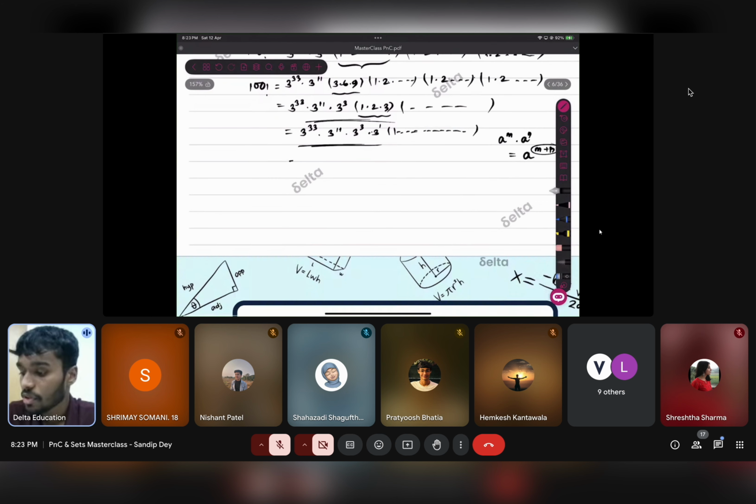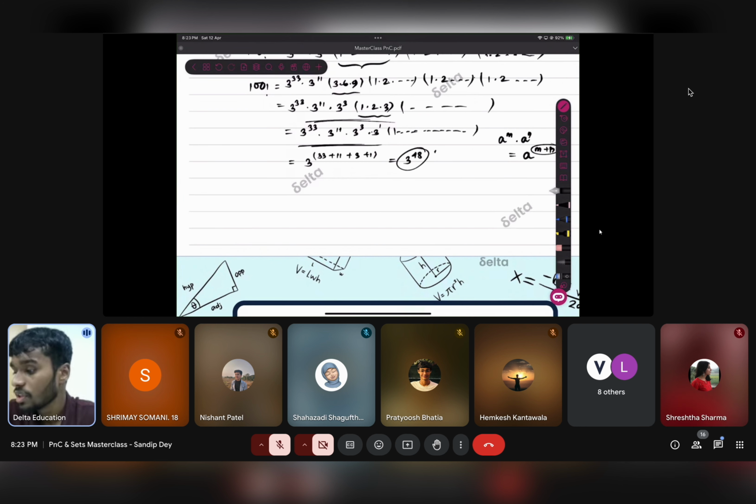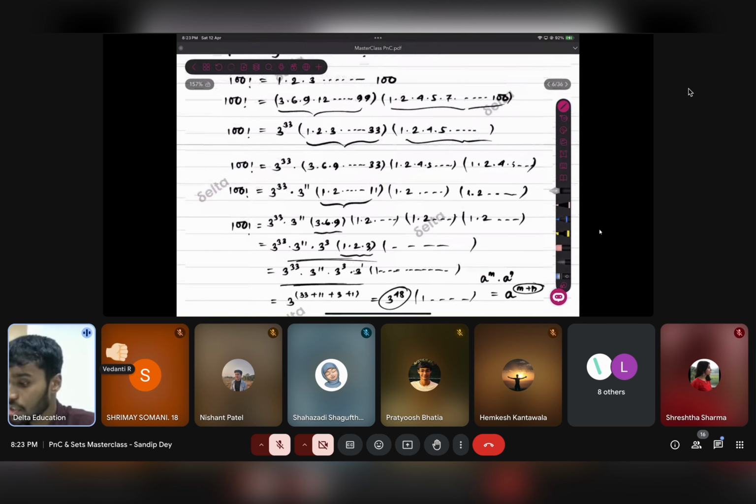If I apply this formula, then I will get 3 to the power 33 plus 11 plus 3 plus 1. So 3 plus 1 is 4, 15, so 48. So 3 to the power 48. I know that 3 to the power 48, and I have those terms that are not divisible by 3 now. So the maximum power of 3 in 100 factorial is 48. So, got the idea, like how we can calculate the thing.